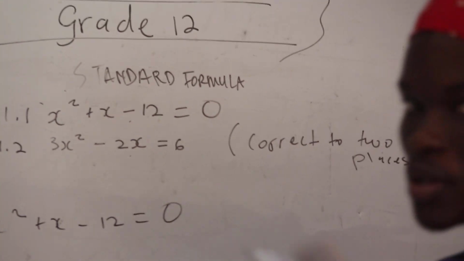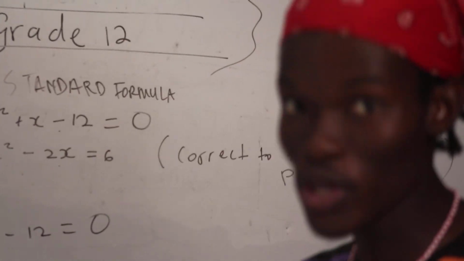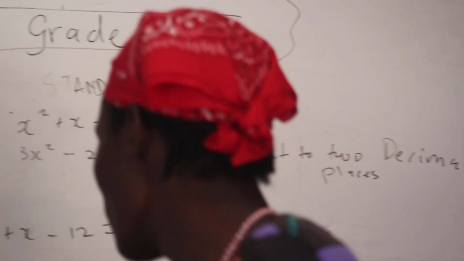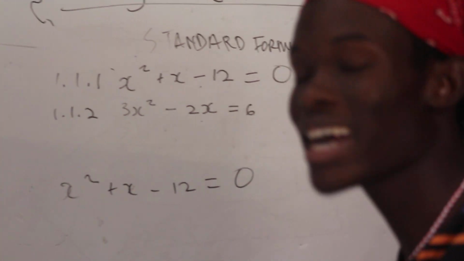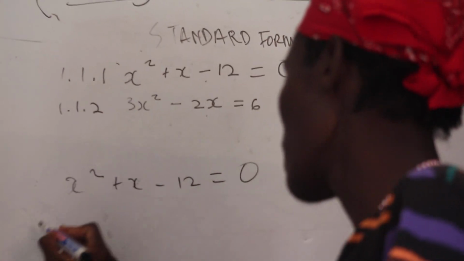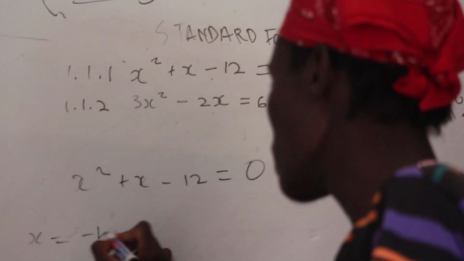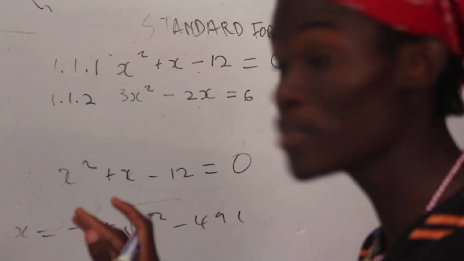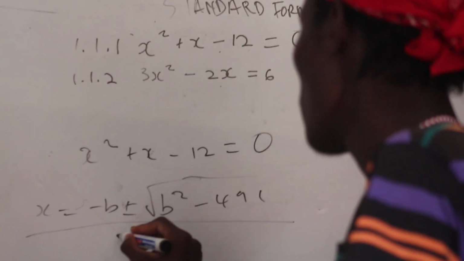So I was safe because I was using it. I was exploiting it. I was abusing it. Sharp. Now check. What's going to happen is that I can't factorize. So what do I do? I say quadratic formula. So it says x is negative b plus or minus the square root of b squared minus 4ac, right, over 2a.